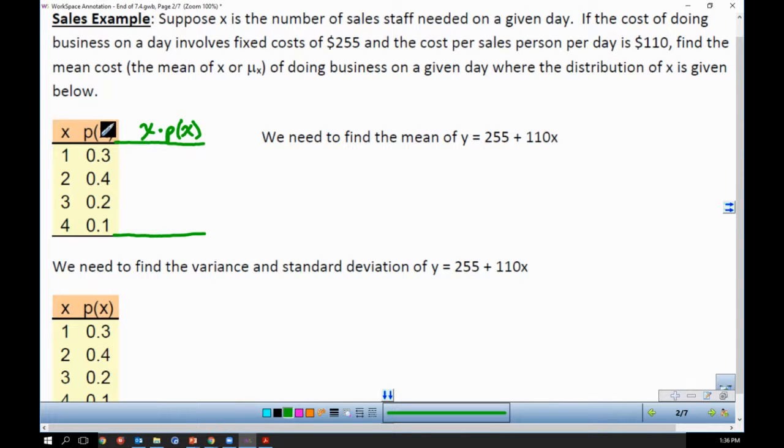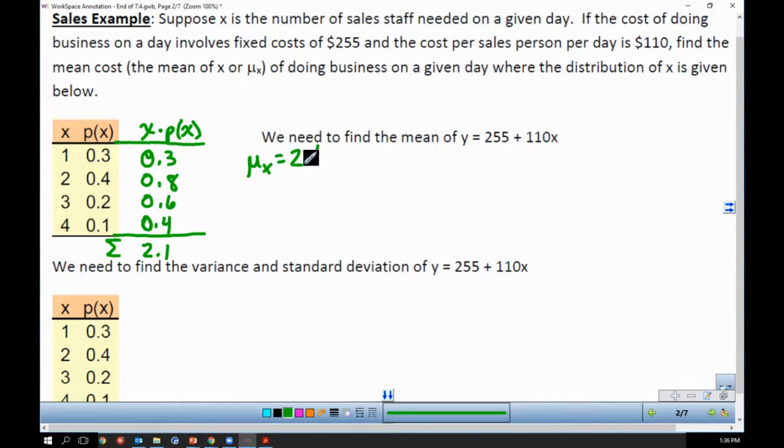So 1 times 0.3 is 0.3. 2 times 0.4, 0.8. 3 times 0.2, and 4 times 0.1. So now to get the mean, we add them all up. And what do you get? 2.1. So the mean of x is 2.1.